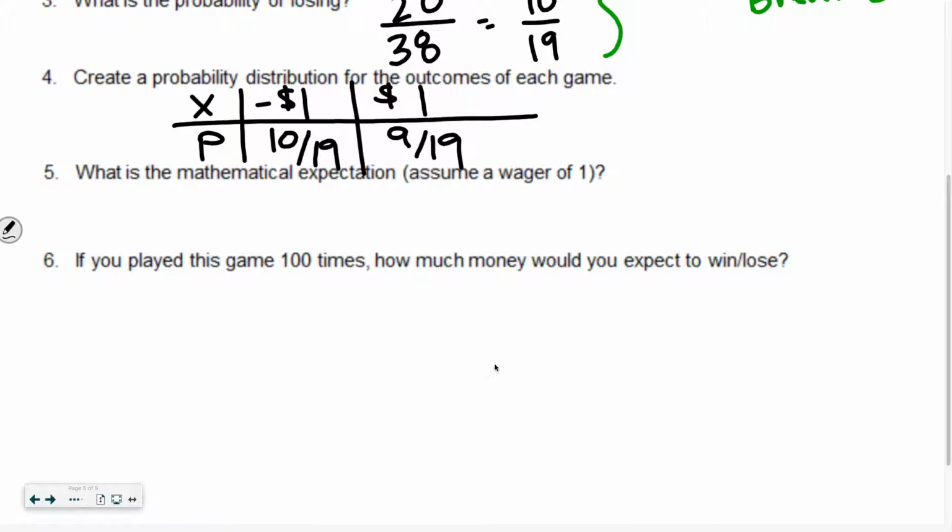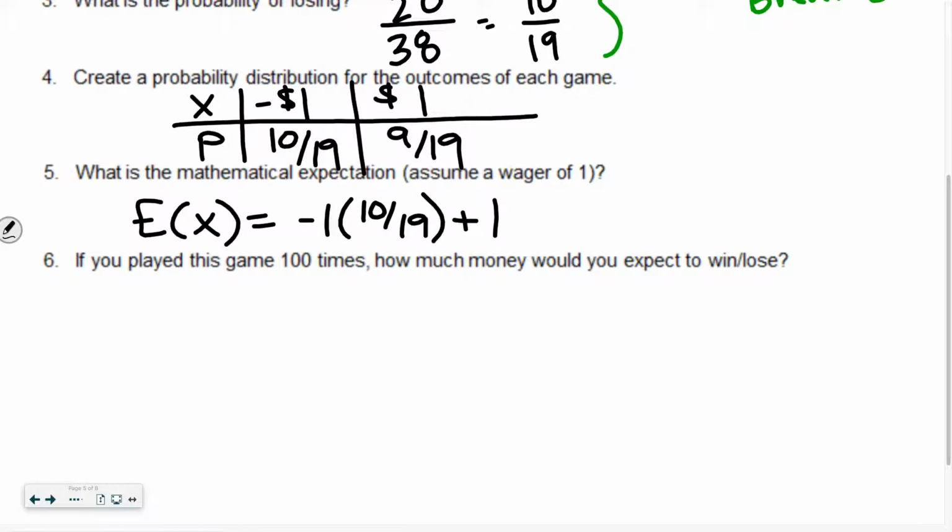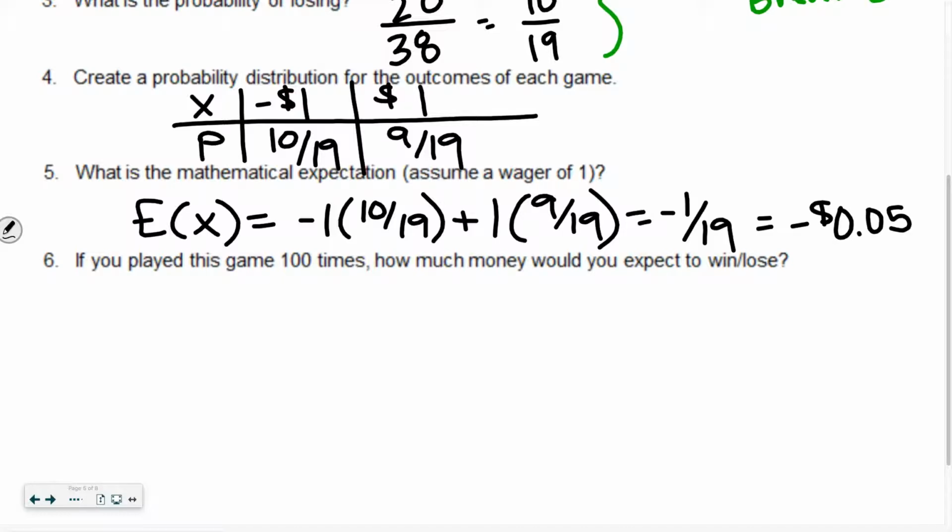Okay, to calculate mathematical expectation, we're going to find that long run average if we play the game many, many trials. So we're going to do -1 times 10/19 and 1 times 9/19, which of course fraction-wise is going to come out to -1/19. If you type that into a calculator, because we're betting $1, I'd like to know this in terms of money. This is going to be -0.05 dollars rounded. I think it's like 0.052 or something like that.